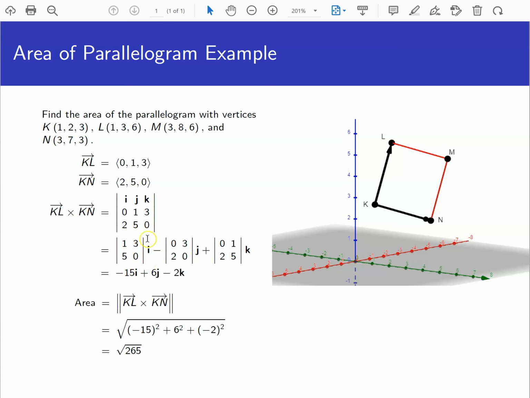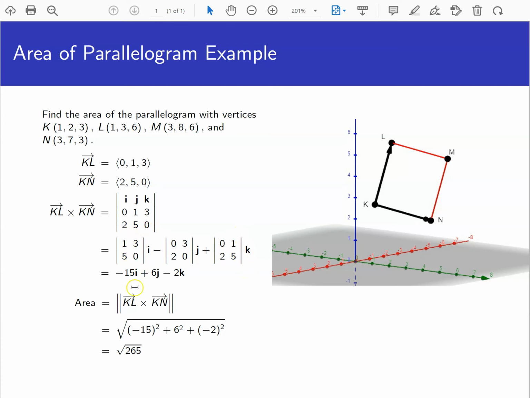We'll multiply that by the i. Remember, remove the row and column with j in it. 0, 3, 2, 0 is the determinant remaining that we'll multiply by j. We have to take a negative of that one. And then same thing with our k, remove the row and the column. We're left with the determinant 0, 1, 2, 5. Multiply that by the k.